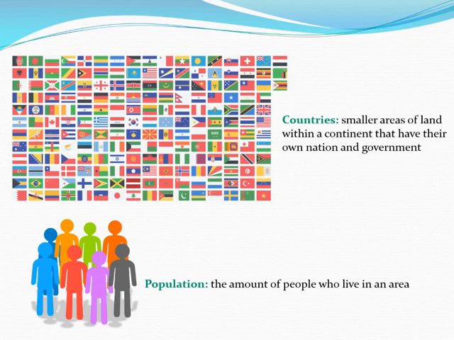There are actually 195 countries in the world. Each country has its own flag to represent that country. This picture shows every country's flag. That's right, there's 195 flags shown here.